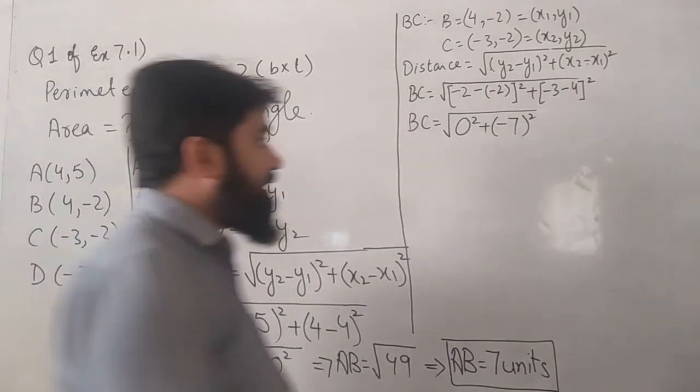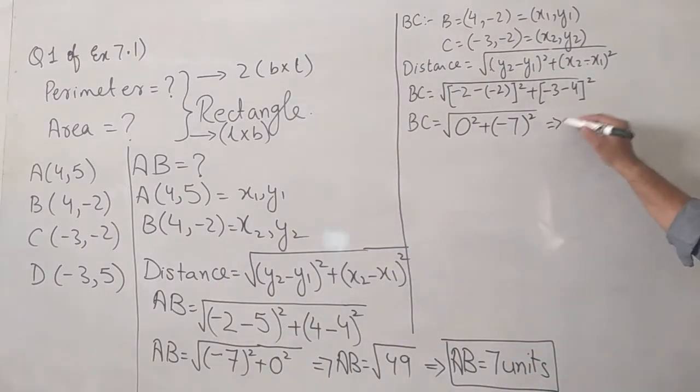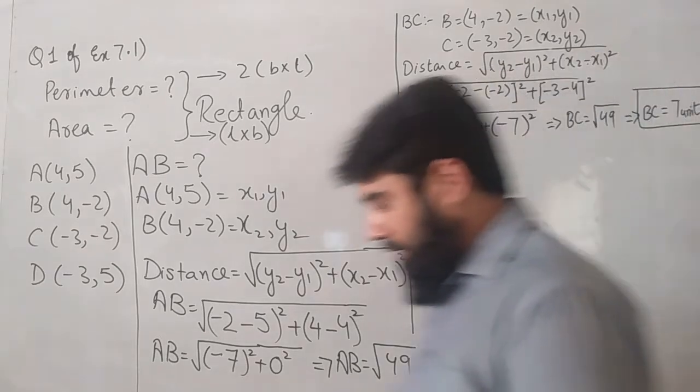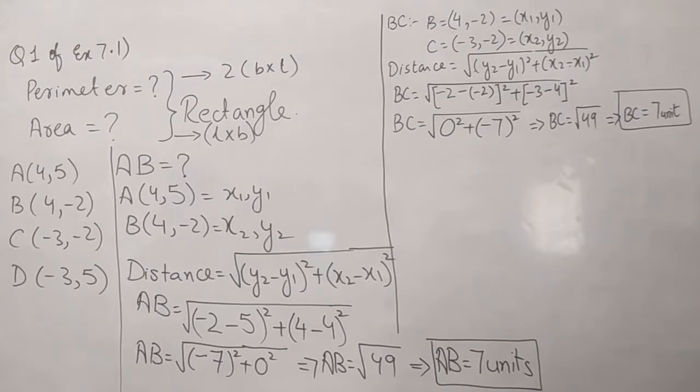Okay, simplifying it further. So I am going to have BC equals under root 49, and the final result of BC is coming 7 unit. Okay, that's your final answer for BC. I hope there is no confusion over here. Things are clear to you guys, right?